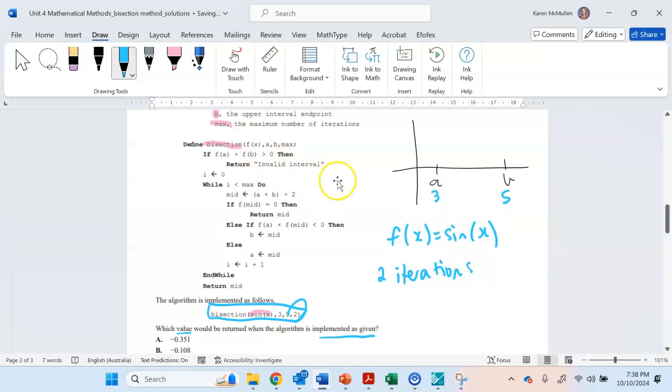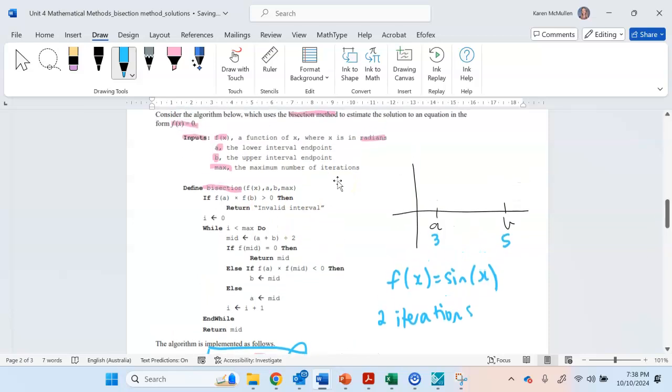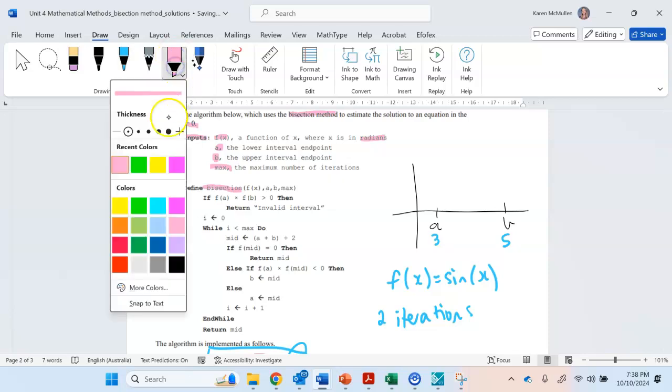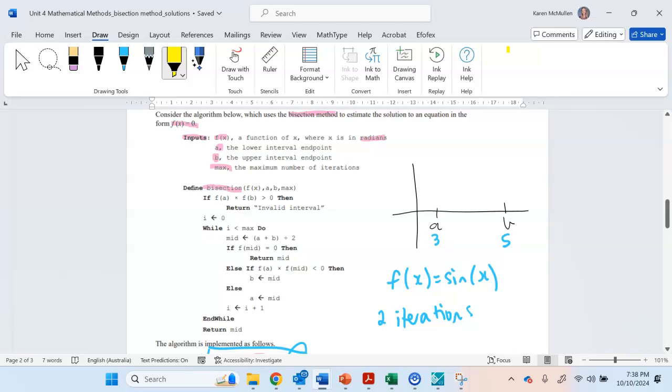All right, just having a look at what this pseudocode actually is saying. So I might highlight it in a different color. Remember we were doing f of a times f of b is greater than 0. So if it was greater than 0, that just means you've got 2 y values that are basically above your x-axis.